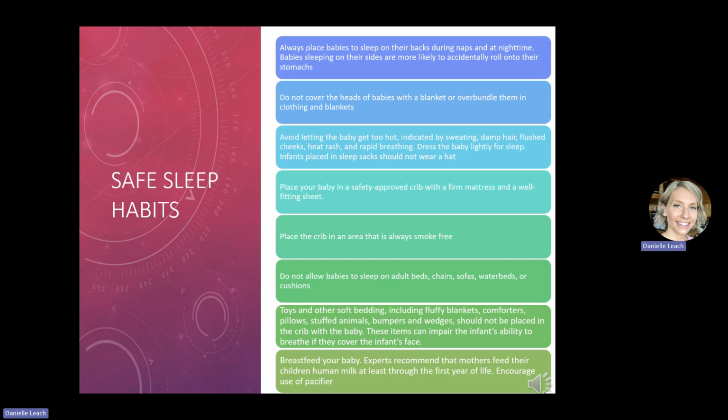We want to also make sure that parents are using a safety approved crib and that it has a firm mattress, so not a really soft, squishy mattress that the baby could suffocate in. We want to make sure that the crib is in an area that's smoke free if the parents do smoke. This is a little controversial, but we don't want to allow babies to sleep with adults on adult beds, chairs, sofas, anything like that because of the risk of suffocation.